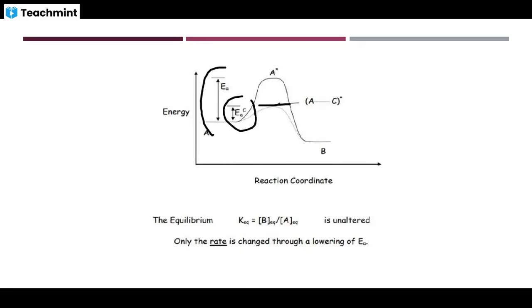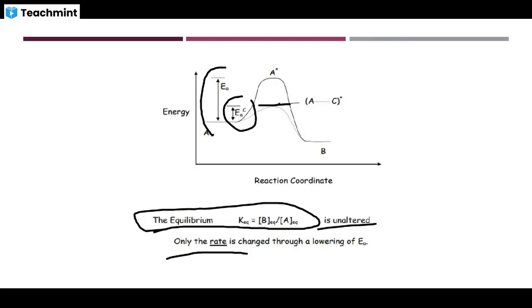The equilibrium does not change though. Equilibrium does not alter. Only the rate is changed through lowering of Ea. The B equilibrium divided by the A equilibrium does not change. Only the rate is changed when the catalyst is added.